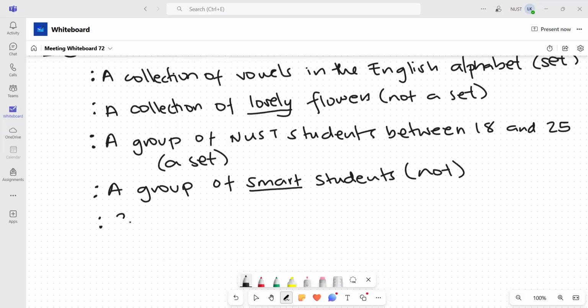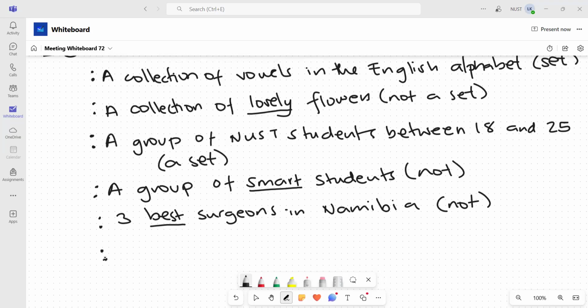Then the 3 best surgeons in Namibia. Again, with the use of the word best, unless the criteria for defining best is well defined and clearly stated, this is not a set.